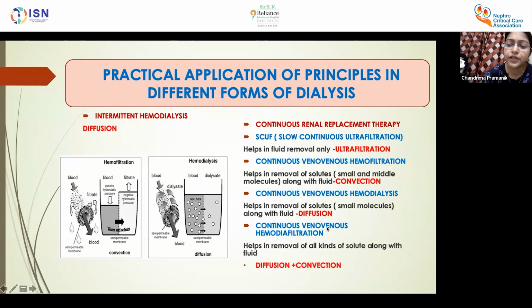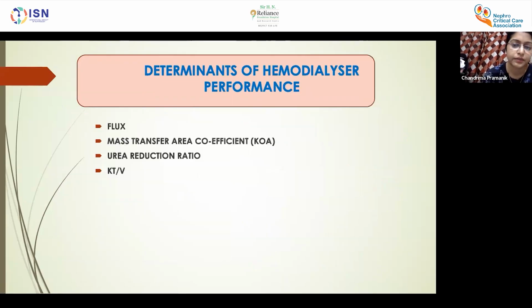Whereas continuous veno-venous hemodiafiltration helps in removal of all kinds of solutes, whether small, medium, or large, and it is based on the principle of diffusion and convection. And so this is considered the highest modality for treatment of CRRT.